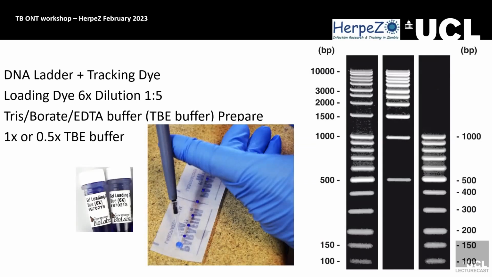Since we're doing culture and then we're extracting, you have various fragments, but what you want to see is that the higher molecular weight fragments are very well represented, right?